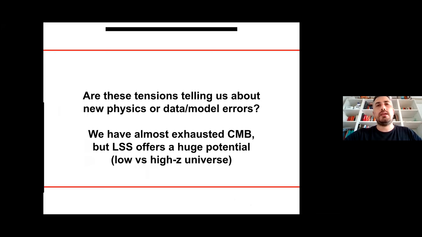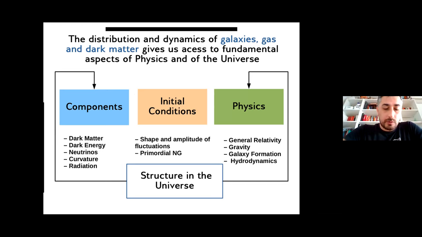Most of the tension is between the high redshift and low redshift universe. So much more could be gained by focusing on measuring cosmology at low redshift, and in particular with large scale structure. And this is something quite interesting, because the distribution not only of galaxies and dark matter, but also of gas, will give us access to several fundamental aspects of the universe.